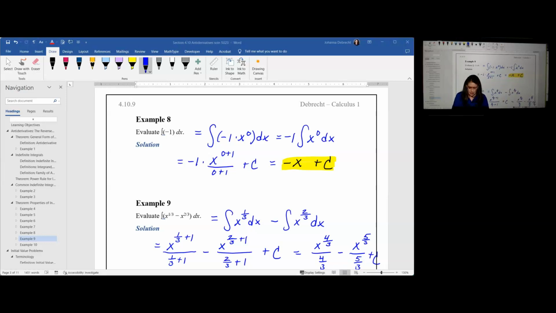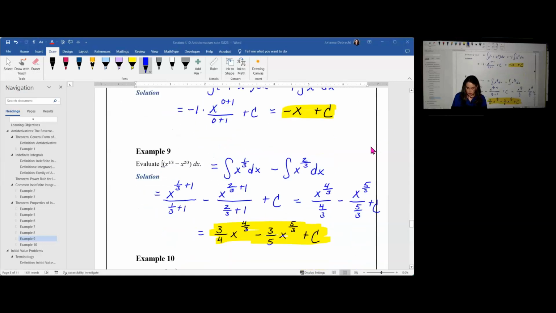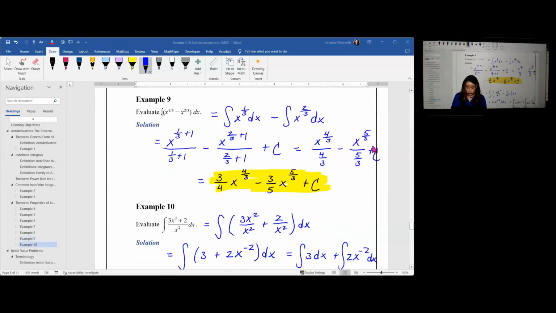Looking at example 9, I have the difference of two functions raised to a rational exponent. In this case, I can split the indefinite integral at the subtraction to come up with two indefinite integrals. Make sure that you write the differential on both. I've been known to take off 20% or more for leaving off the differential or the plus c.